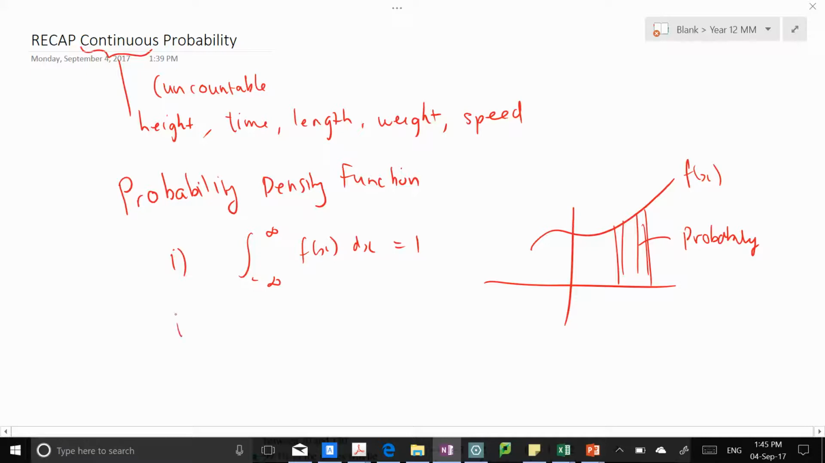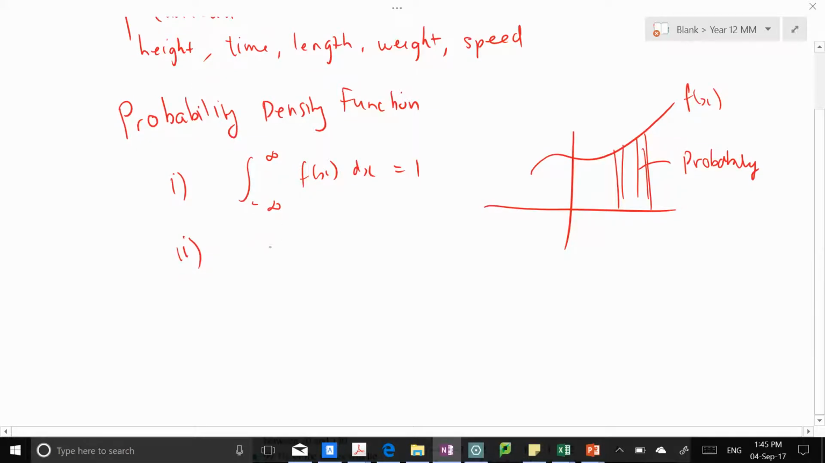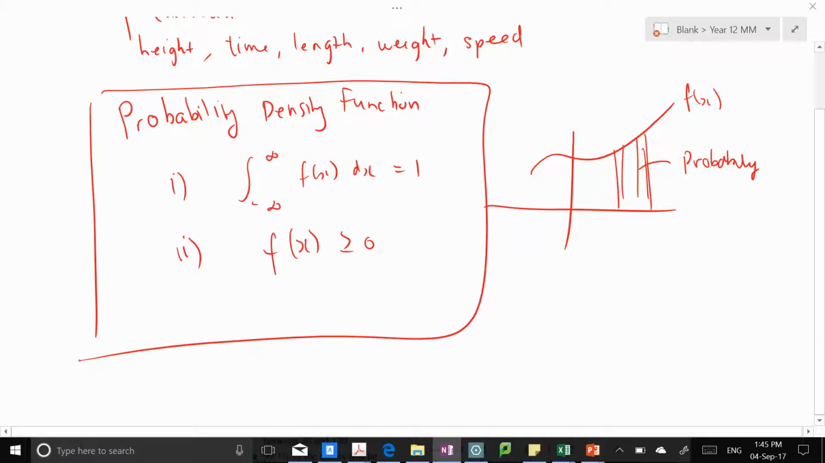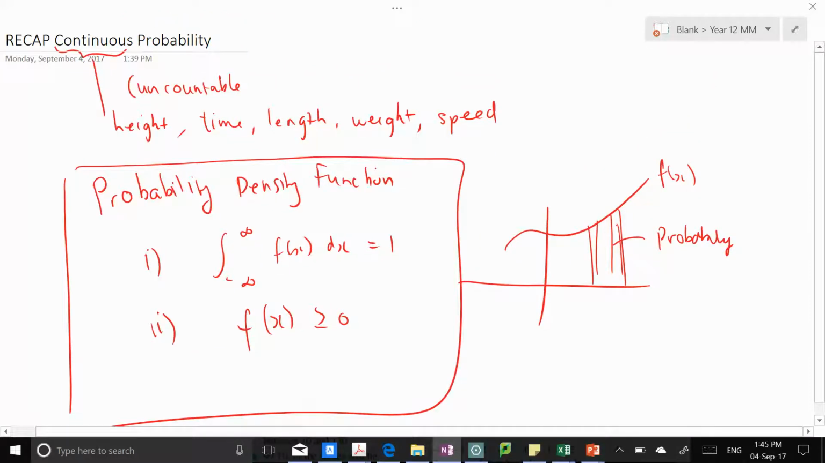What's condition number 2? It can't be negative. Good. The function cannot be negative, so f of x is greater than or equal to 0. Why does it have to be positive? You can't have negative probability, because remember the area represents the probability. If you have negative area, it means you have negative probability. That's impossible. That's why you need these two conditions. So once it's a PDF, whatever curve you can think of, you can now find the probability of any continuous variable, whether it's speed, weight, height, or time.